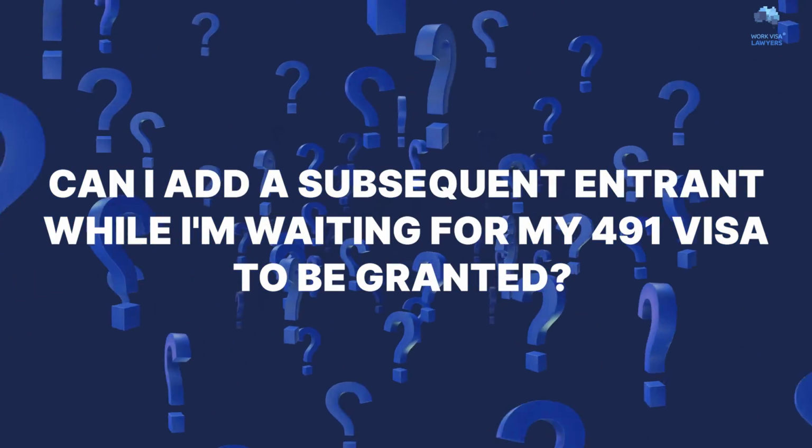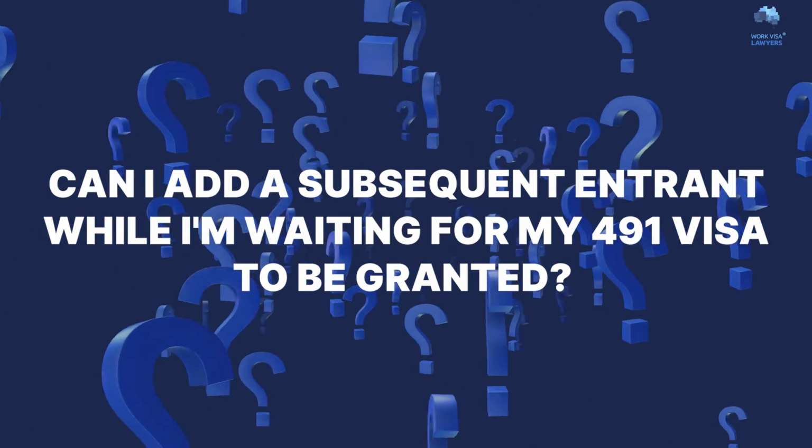Can I add a subsequent entrant while I'm waiting for my 494 visa to be granted? If you claim points as a single, you cannot add someone to your visa while you're waiting to be granted. This could lead to a visa refusal. However, if you claim points for having a partner, but for some reason they did not join you at the time of the visa application, you may be able to add them later.